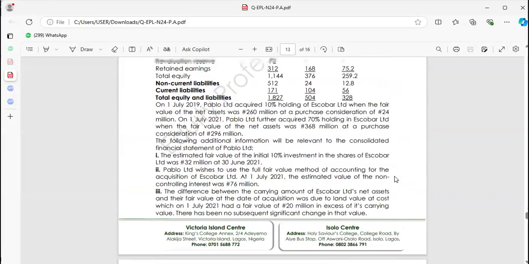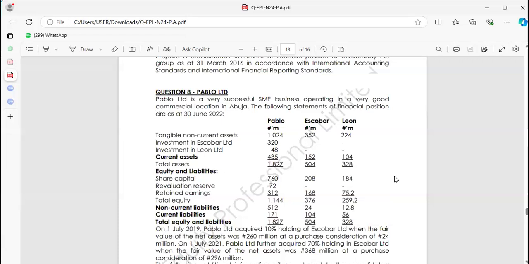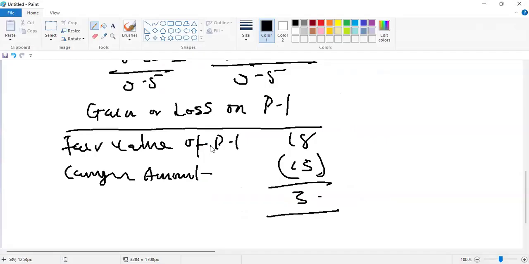While Escobar is acquired in 2 stages: an initial 10%, then a further 70%. So Escobar has become a subsidiary. With this, I will now open everything. Let me share my board. Before we go to the question, any issue, ask me any question.